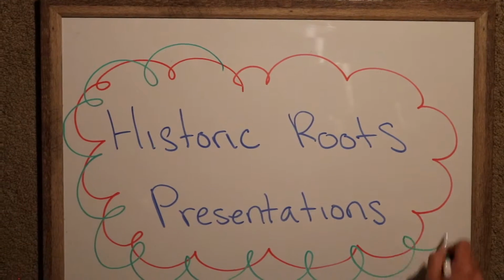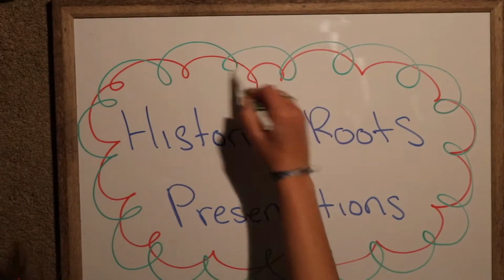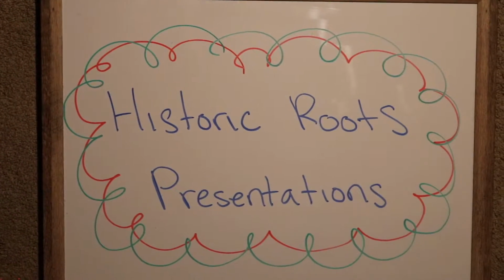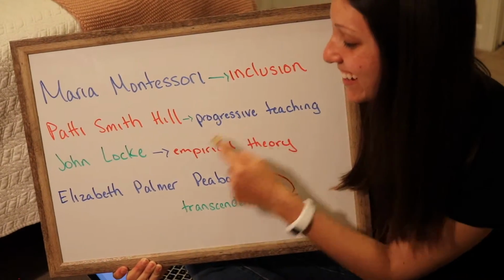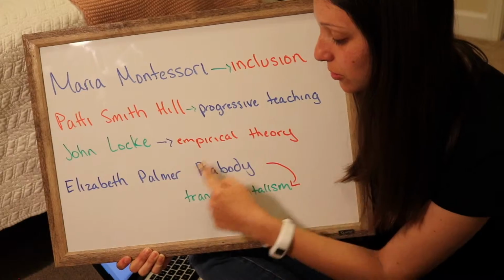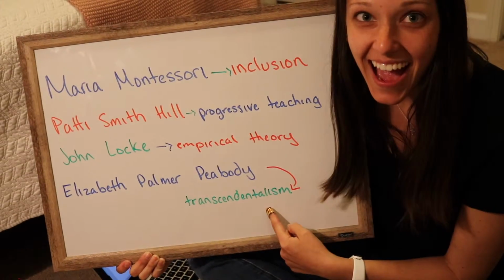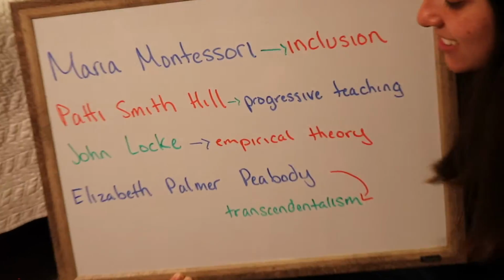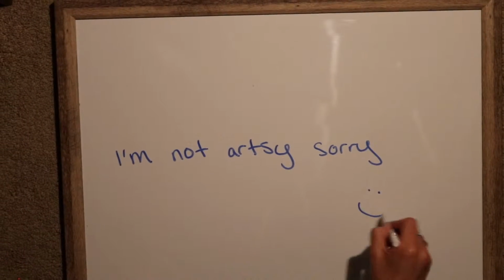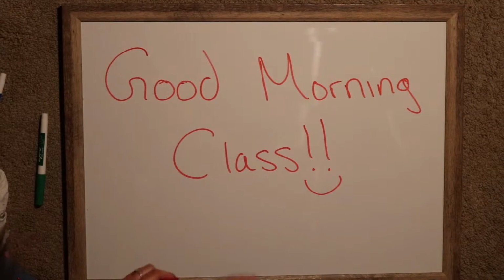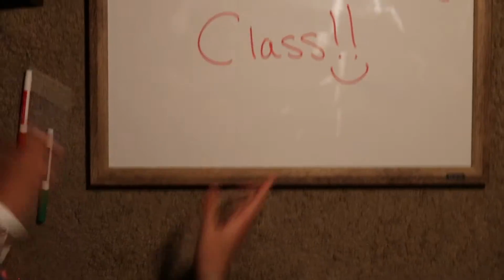Thanks to these mini projects, I understand different teaching philosophies and know things I will want to incorporate in my own classroom, including Montessori's methods of inclusion, Hill's progressive teaching, and Peabody's transcendentalism. I also enjoyed learning about Locke's empirical theory. I think this will stick with me because I too believe that education is crucial for the social and moral development of students.